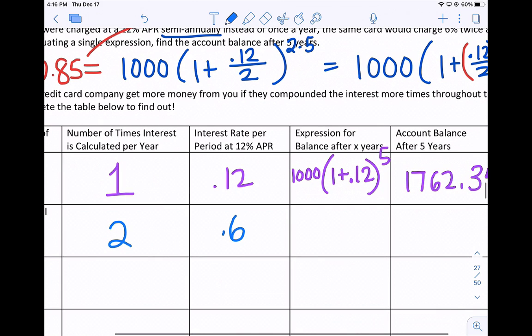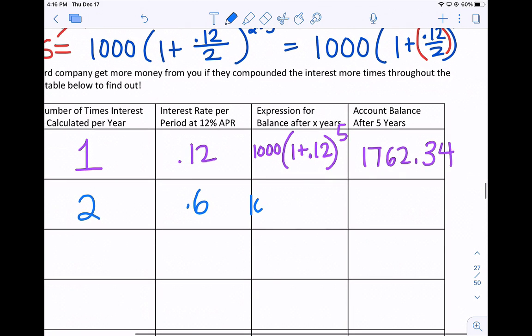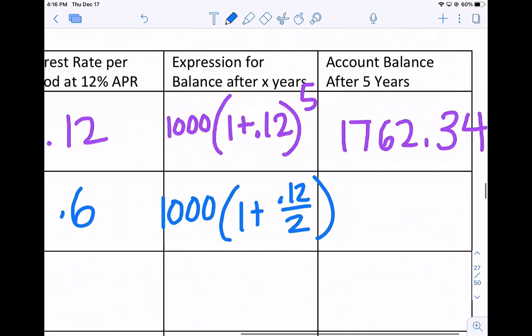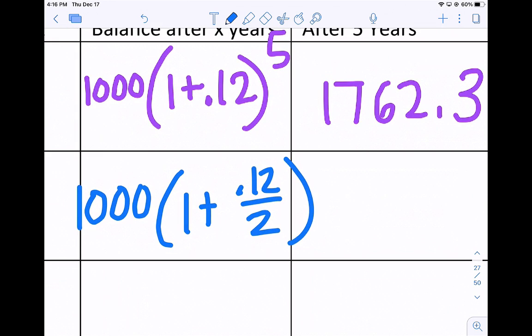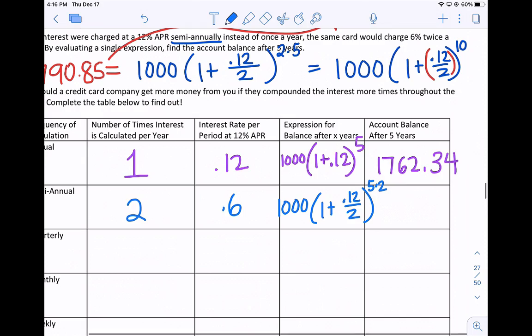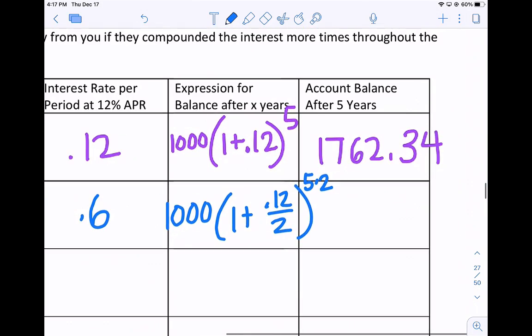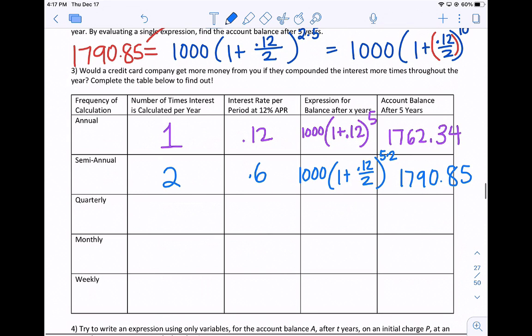And then we did it semi-annually, which is twice a year. So that's 6% per year, twice a year. So here's how we calculate it. The $1,000 times 1 plus, we divided that, I don't need the parentheses there. We divided the 12% by 2 to get 6% twice a year. But then we did 5 times 2 or 10 times a year because it's 5 years, 2 times a year. And then we got that 1790.85 in red. And we saw that twice a year, even though it's 6% twice a year, which is 12%, that doing it twice that year, they got more interest from us.